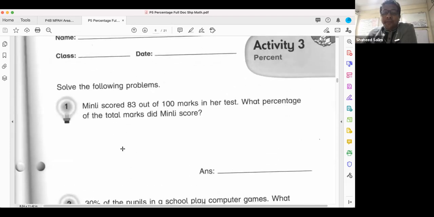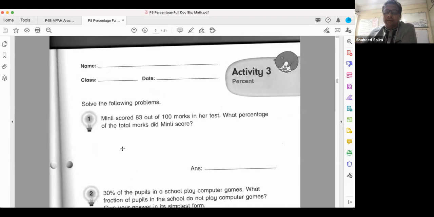Okay, so we try this one. This one, number 1. Can anyone tell me the answer now? What's the percentage she got?